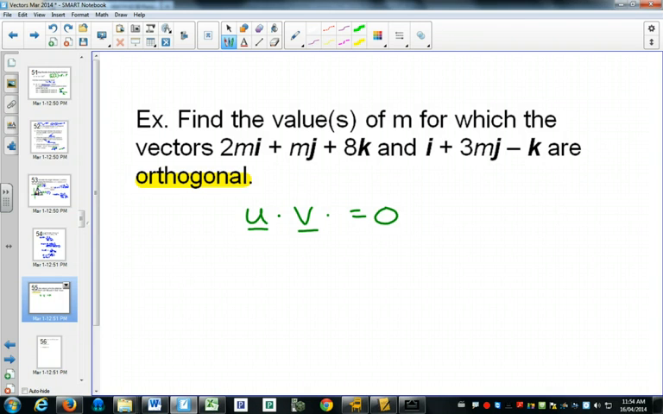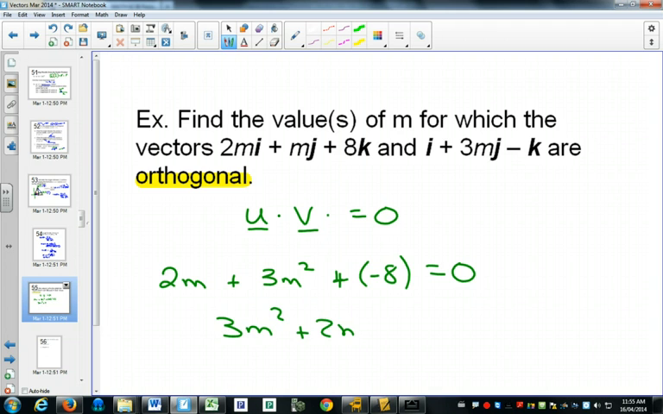So if we do the dot product of these, it's going to be 2m times 1, which is 2m, plus m times 3m, which will be 3m squared, plus 8 times a minus 1, negative 8, equals 0. And so we have 3m squared plus 2m minus 8 equals 0.